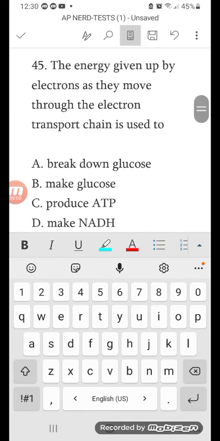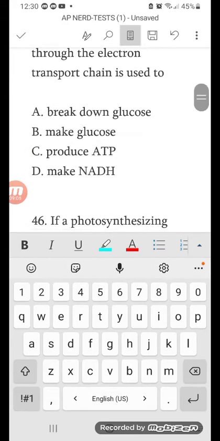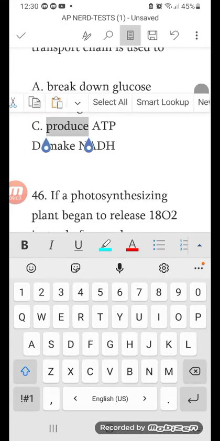The energy given up by electrons as they move through the electron transport chain is used to produce ATP.